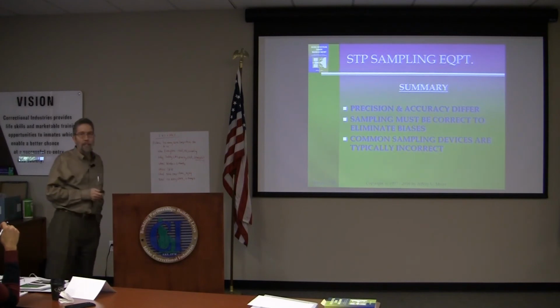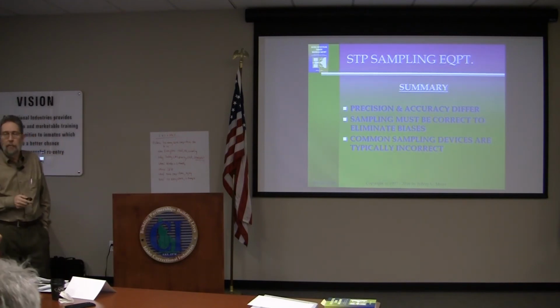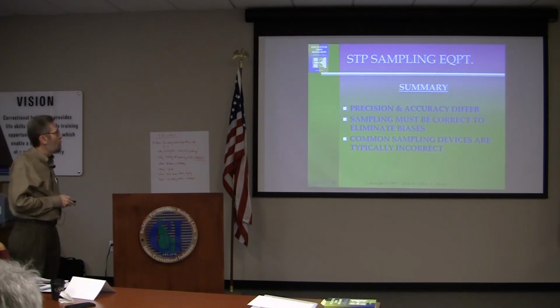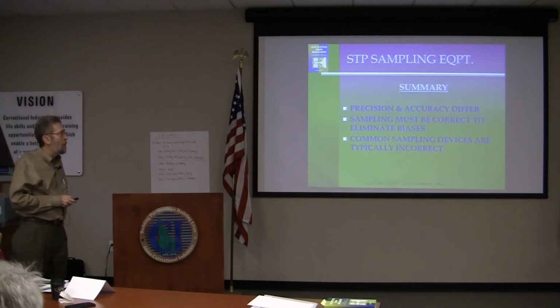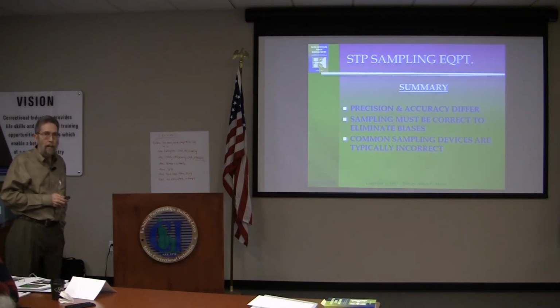Precision and accuracy are different. Hopefully our little Texas Sharpshooter type diagrams help to conceptualize visually what the difference is between precision and accuracy. Bias is our tough one, and that's what our task is and our challenge in sampling, is to try and minimize those biases. We've seen that common sampling devices are often incorrect.